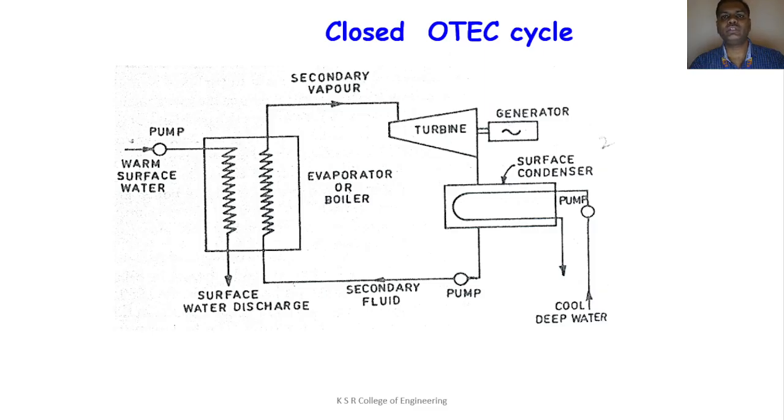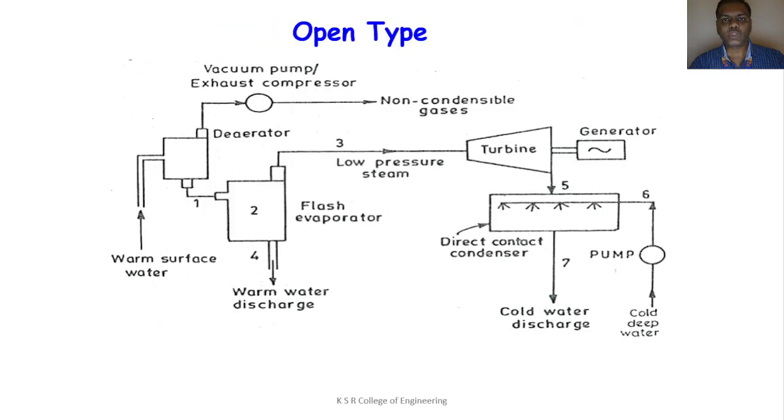Next we are going to discuss the open type conversion system. In this open type conversion system we normally have 7 stages: stage 1, 2, 3, 4, 5, 6 and 7. Stage 1 is the deaerator, stage 2 is the flash evaporator, stage 3 is low pressure steam, stage 4 is warm water discharge, stage 5 is turbine conversion, stage 6 is pumping water for cooling purpose, and stage 7 is cold water discharge.